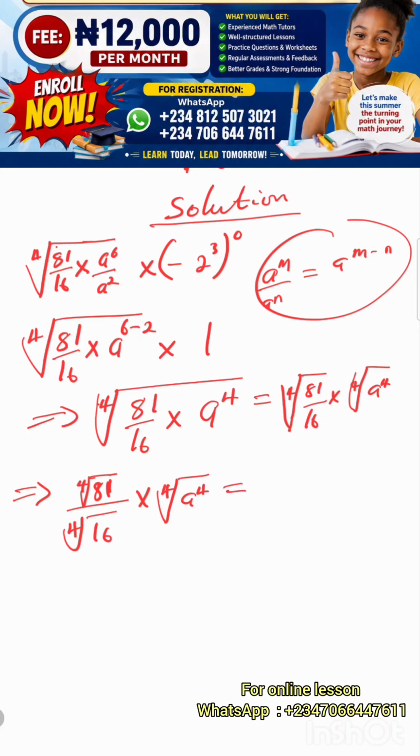Here, the fourth root of 81 means which number will multiply itself 4 times to give us 81. That's where we have 3 times 3 times 3 times 3. 3 times 3 is 9, times 3 is 27, times 3 is 81. So the fourth root of 81 is 3. Now, what about 16? Which number multiplies itself 4 times to give us 16? As you can see, the fourth root of 16 is 2.